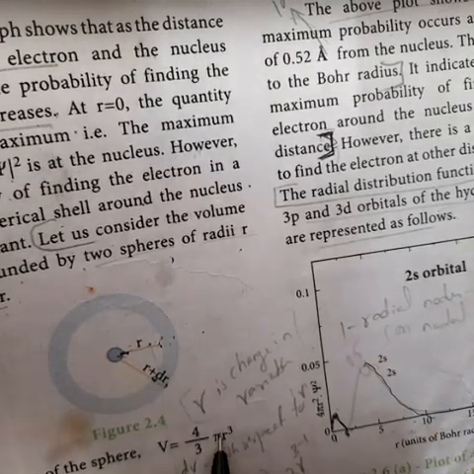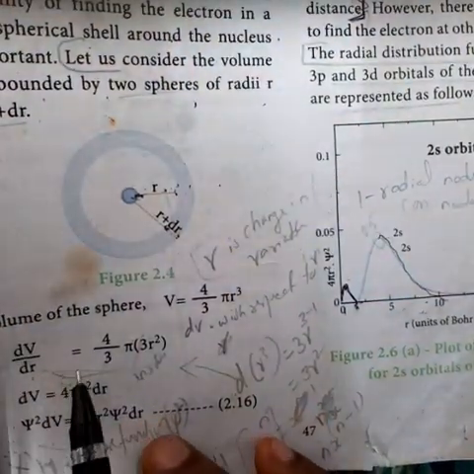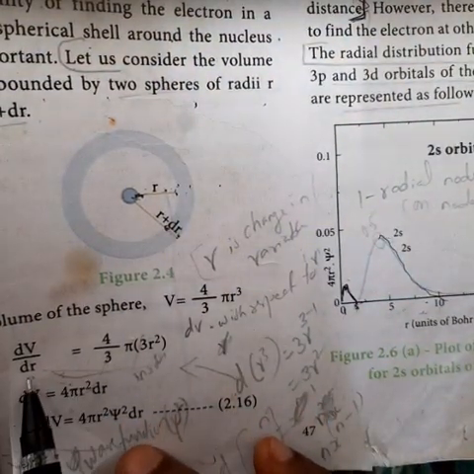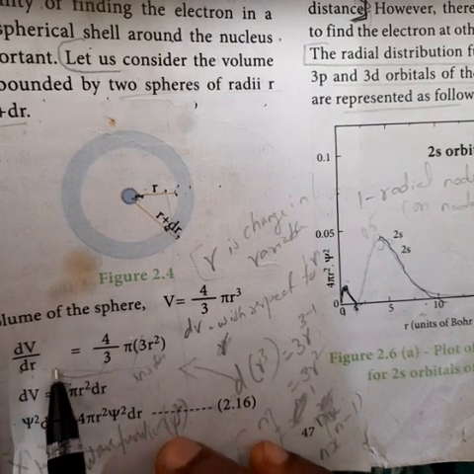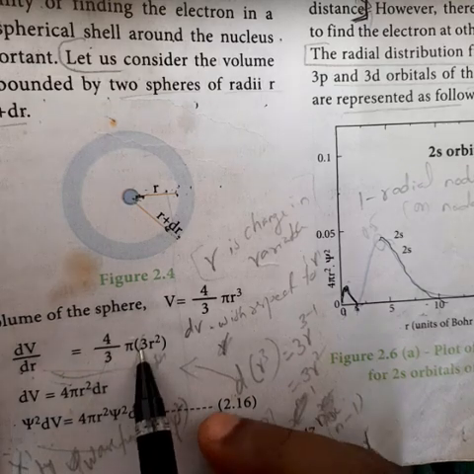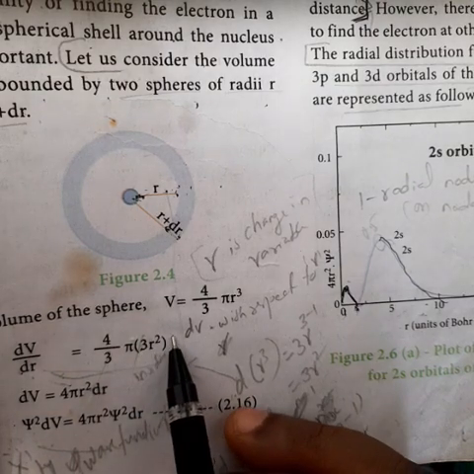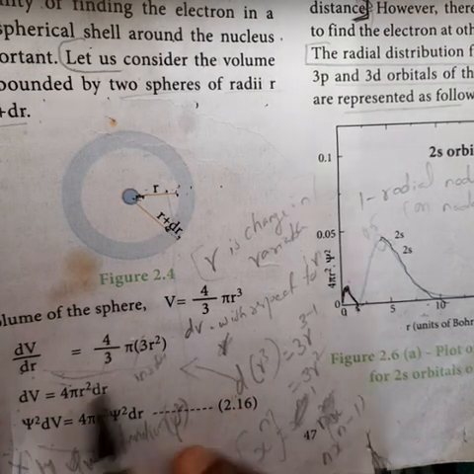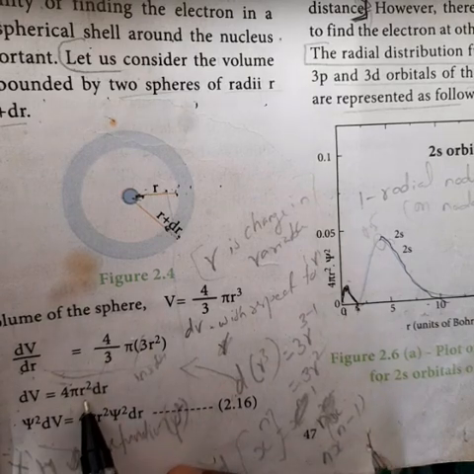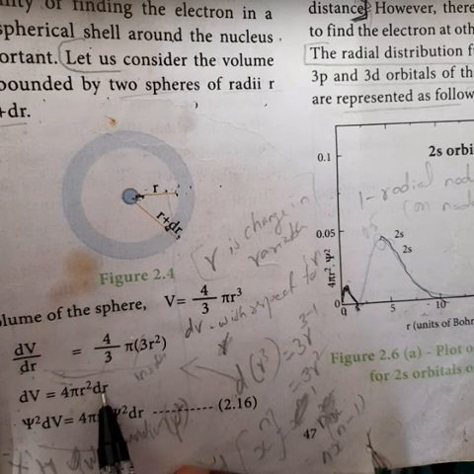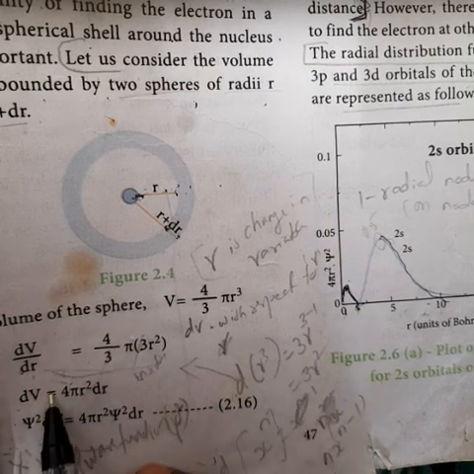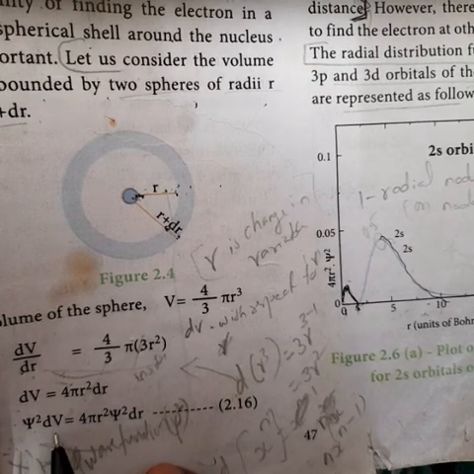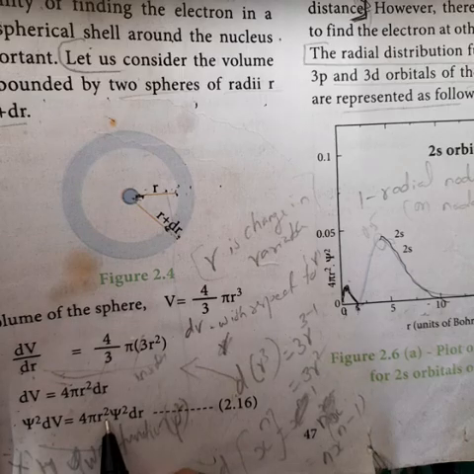When differentiating this equation with respect to r, we get dV by dr equals 4 by 3 pi into 3 r square. Cancelling 3 with 3, we get dV equals 4 pi r square dr. Multiplying psi square with this volume of sphere formula, we get psi square dV equals 4 pi r square into psi square into dr.